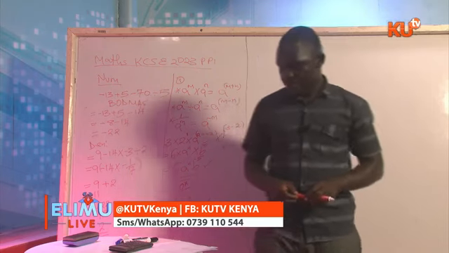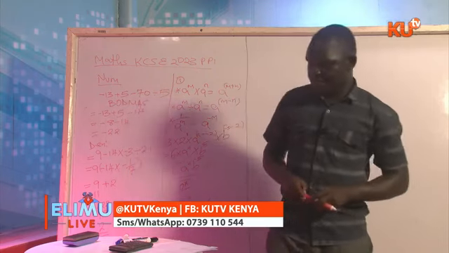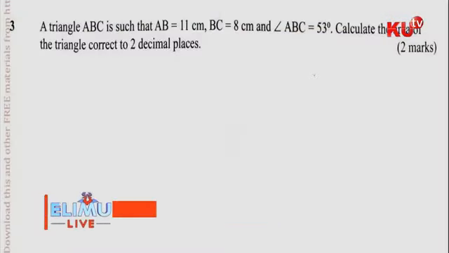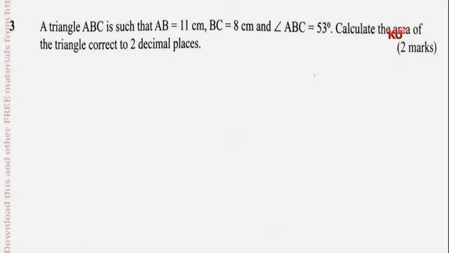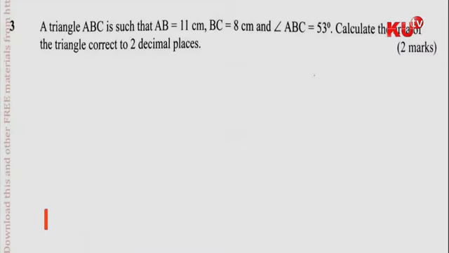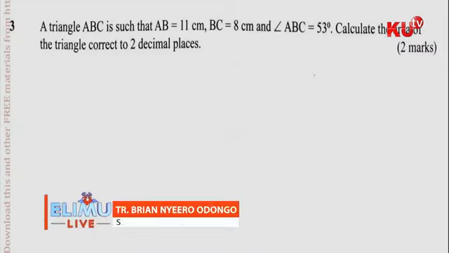Question number 3. A triangle ABC is such that AB equals 11 centimeters, BC equals 8 centimeters, and angle ABC equals 53 degrees. Calculate the area of the triangle correct to 2 decimal places. So when you get such a question that is involving a diagram, it's normally advisable sometimes you give a sketch. So you just give a sketch of your triangle as per the question.